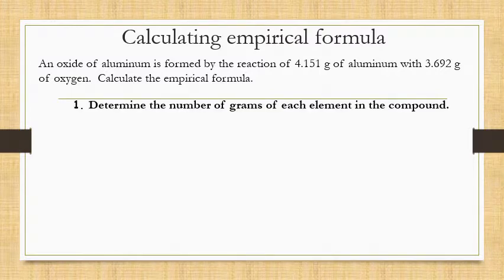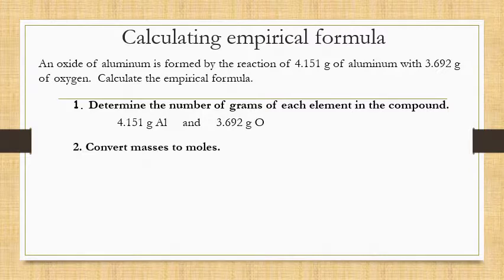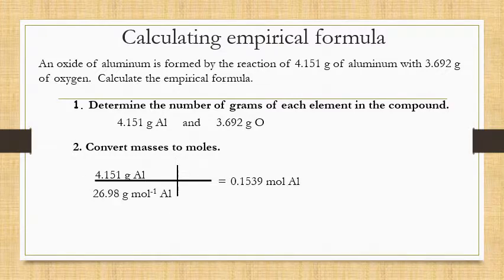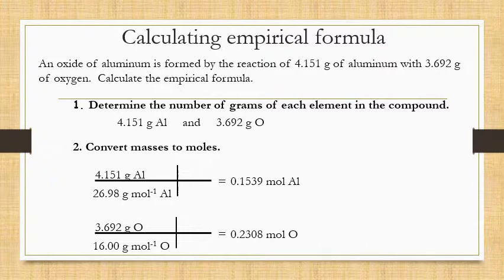So the first thing you have to do is determine the number of grams of each element in the compound. So you've got 4.15 grams of aluminium and 3.692 grams of oxygen. Then we convert masses to moles. So it'll be 4.15 grams of aluminium divided by the atomic mass of aluminium, which is 26.98, which gives you 0.1539 moles of aluminium. And for oxygen, you do the same, and you get to the conclusion that it is 0.2308 moles of oxygen. So far, so good. You now have two numbers you can work with.